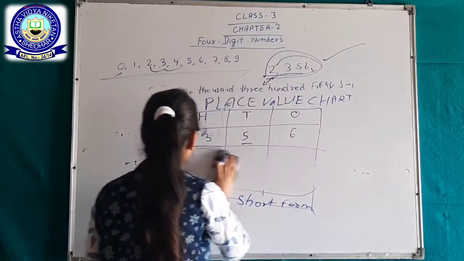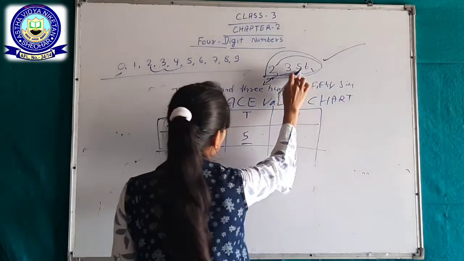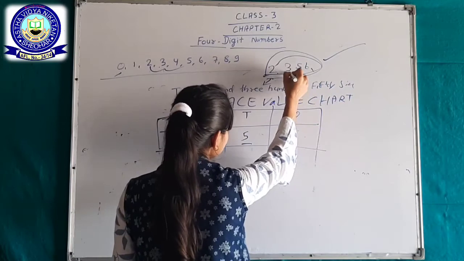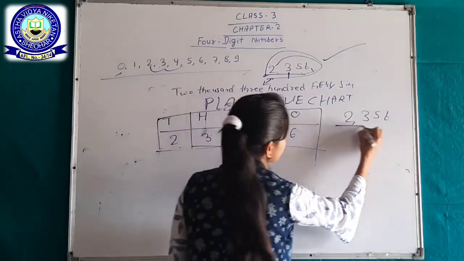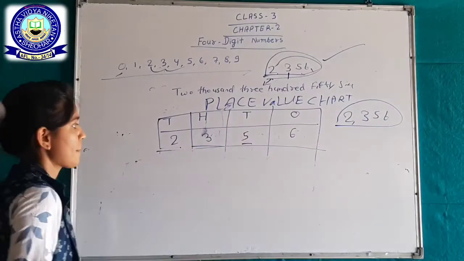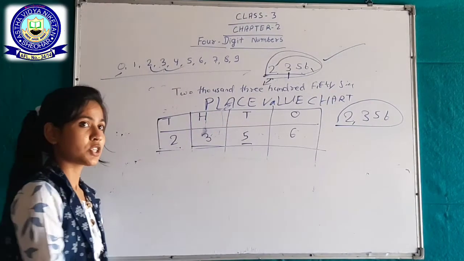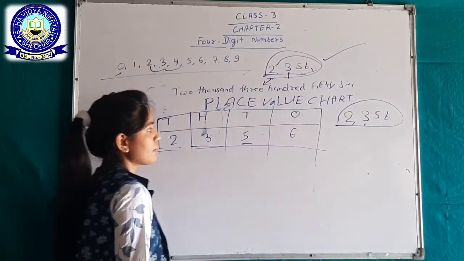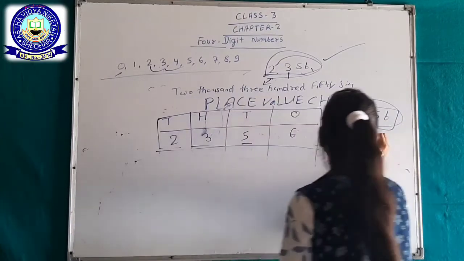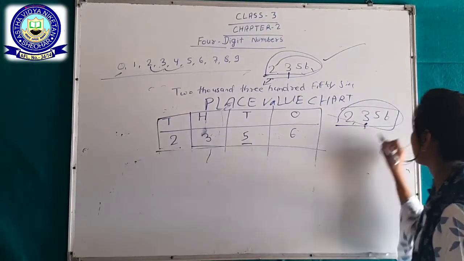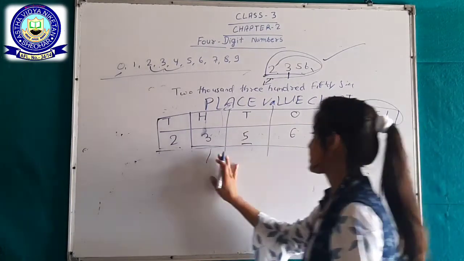And when we have to find out the place value of any digit of these numbers, for example the place value of 3 in 2356, what is the place value of 3? To find out the place value of any digit, first of all we have to find out the position of this digit in this number. What is the position of 3 in this number? The position of 3 in this number is hundreds. Ones, tens, hundreds and thousands. The position of 3 is hundreds in this chart.